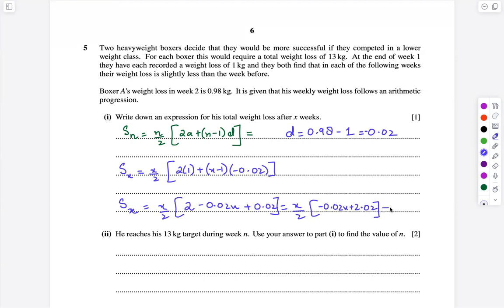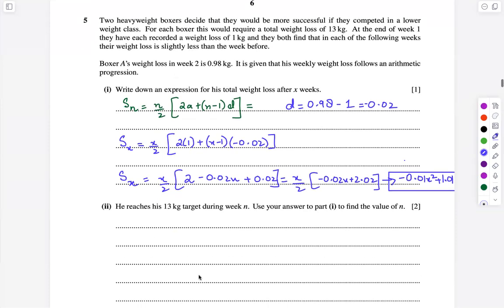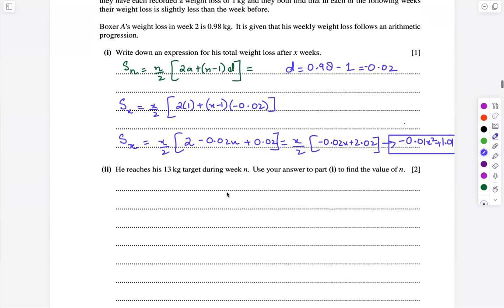And now multiplying by x and dividing by 2, this will become minus 0.02x squared divided by 2, so minus 0.01x squared. And 2.02 divided by 2 will become 1.01x. So the total weight loss after x weeks will be minus 0.01x squared plus 1.01x.